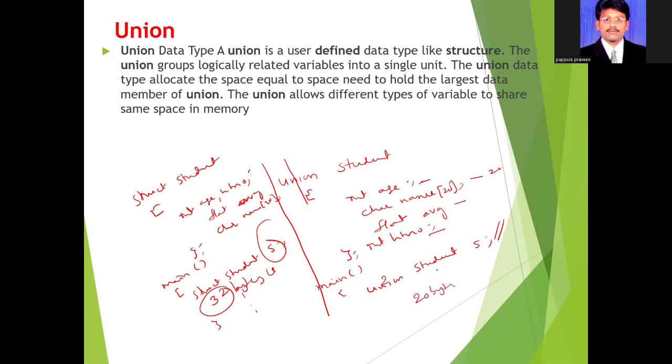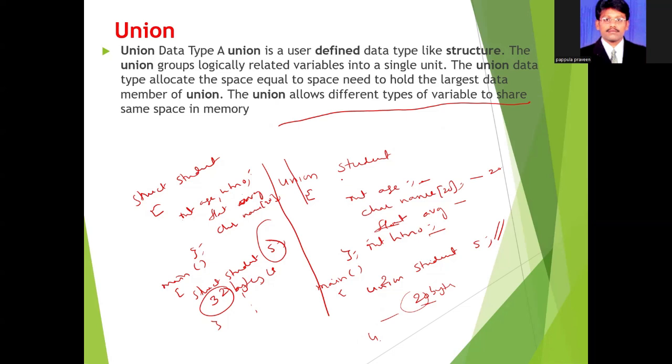Suppose you read the age, then the first share is this value, and we take float average. Of the 20 bytes, how much is required? 4 bytes; 4 bytes of memory is shared. Observe here, the union allows different types of variables to share the same space in memory. That is the only difference between union and structure. Union is allocated less space.